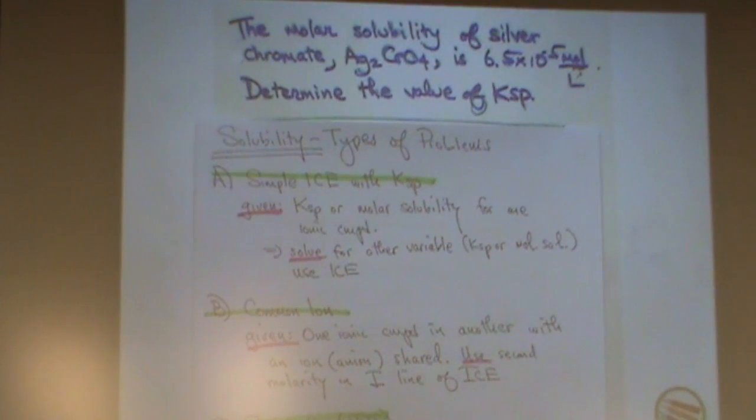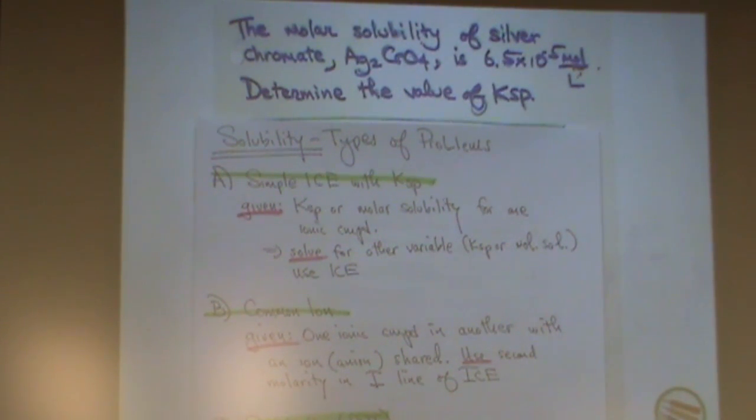Common ion. Slight variant on A. You're given one ionic compound and another, so technically there are two ionic compounds. One's going to be soluble and one's going to be insoluble. Typically the first one is the insoluble one and the second one listed is the aqueous one. You'll see that it's this kind of problem because the ion, usually the anion, matches in both compounds. Both of them have F-, or both of them have nitrate. They're both the same anion. That's how you know it's a common ion.